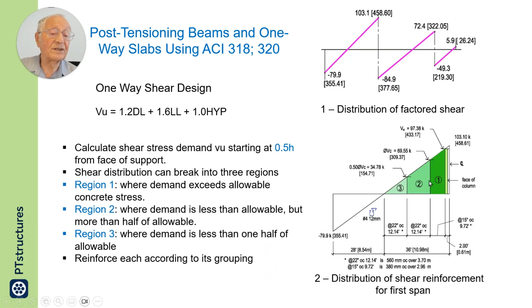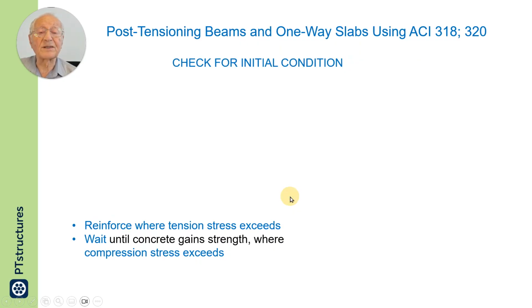I have shown here the breakdown. Number one, a narrow strip here will be disregarded, and that narrow strip is right adjacent to the face of support. Then the three regions are here. This exceeds the allowable. This is the region that is exceeding half the allowable, and this is the region less than half the allowable. Each one is designed differently.